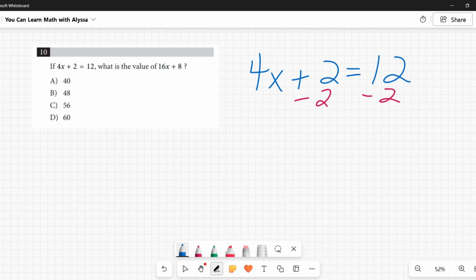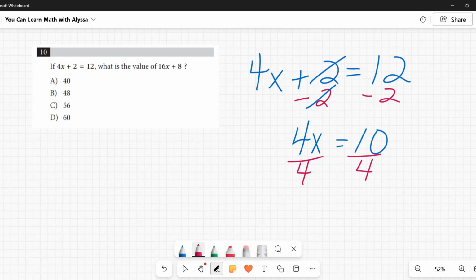I do it to both sides because it's an equation. We got to keep things balanced. It's like a seesaw. Keep it balanced. So on the left, I still have that 4x because the 2's cancel out. On the right, 12 minus 2 is 10. Okay, next step. 4 is being multiplied by x, or x is being multiplied by 4. I want to undo that, so I'm going to divide both sides by 4.